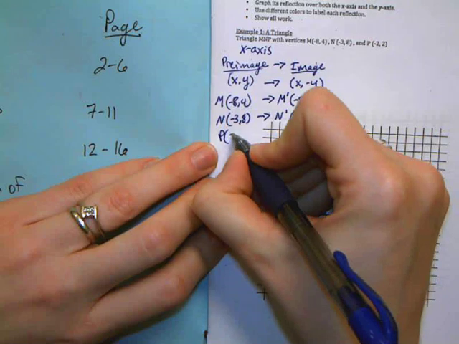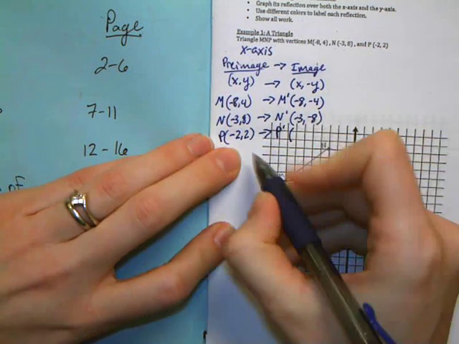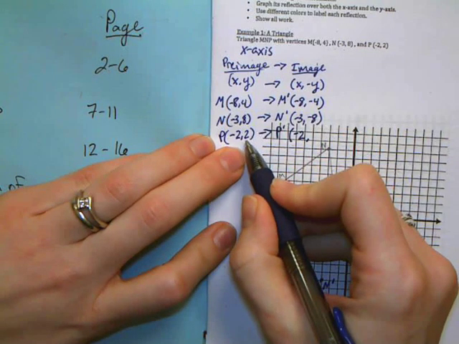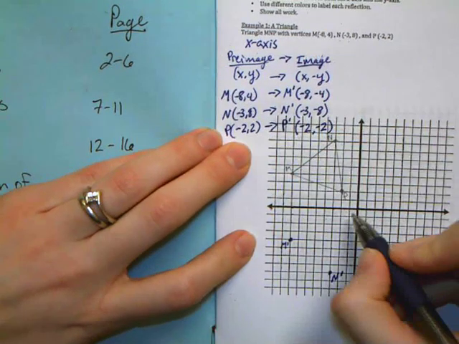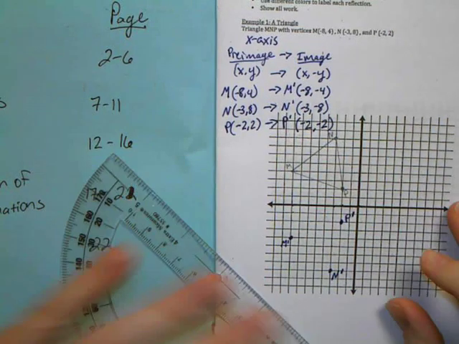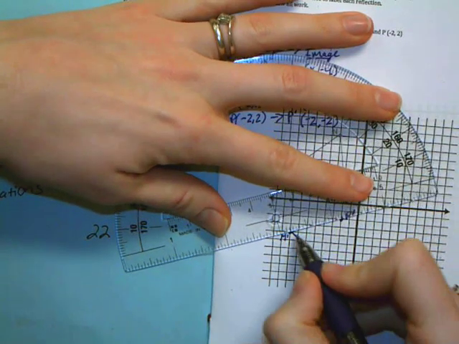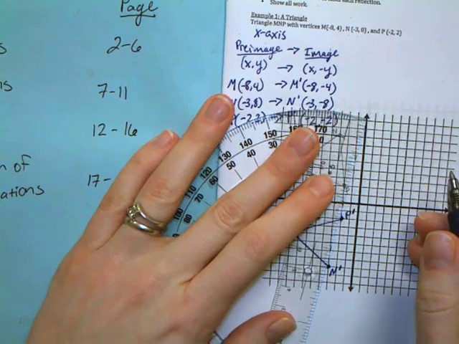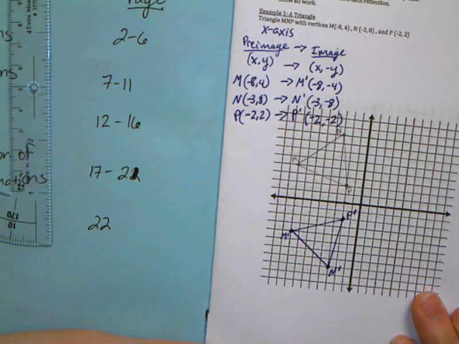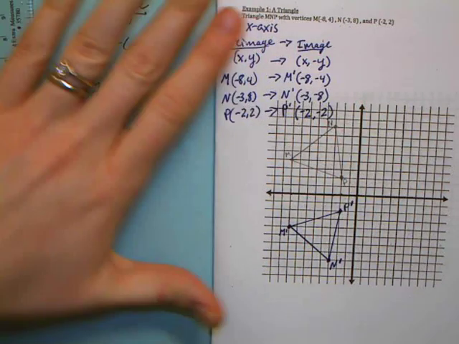Okay, and then the last one is P, and I'm running out of room here, so you'll have to excuse me. The pre-image was (negative 2, 2). The image is going to be P prime. My x value remains the same. My y value is going to flip to its opposite. So the opposite of 2 is negative 2. So I'm going to go to my origin, go to the left 2, and down 2, and that's P prime. When you connect these points, you should see a triangle that is the mirror image of its pre-image. So we've taken this triangle and flipped it over into the quadrant just below it.